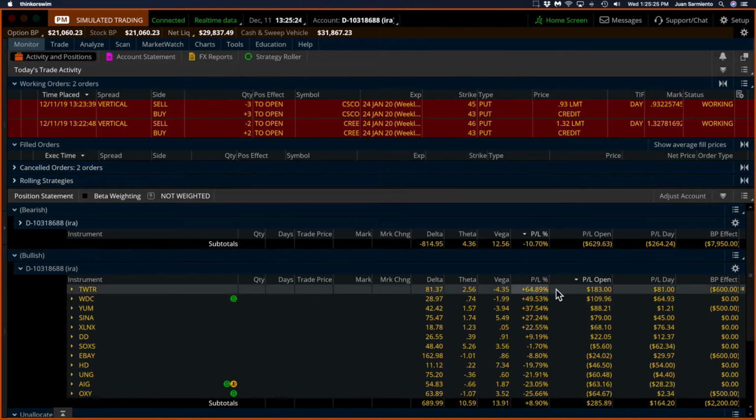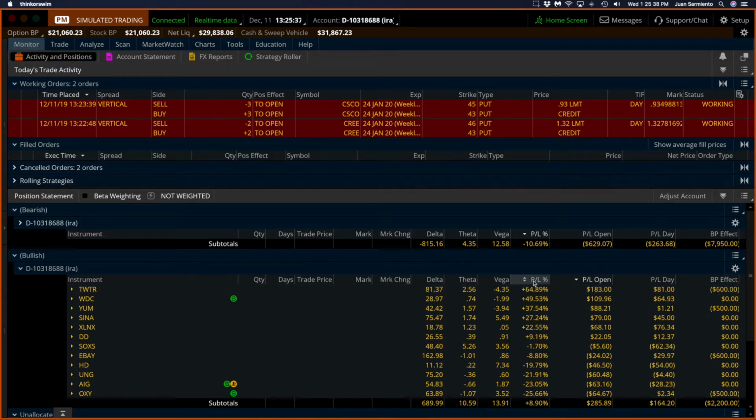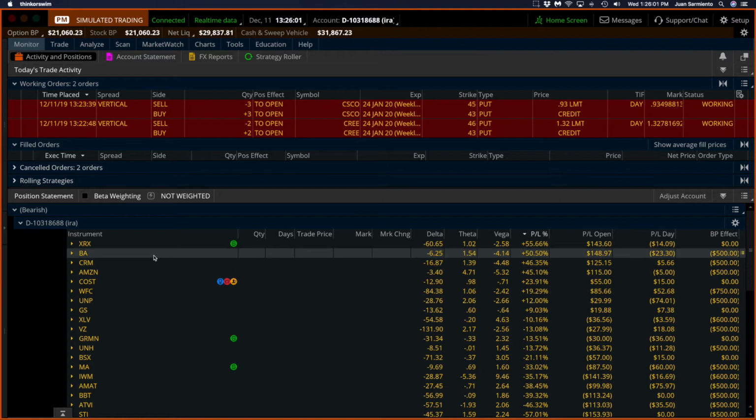Let's do the same for the bullish trades. Again, click on the gear, enter percent P&L, and oh yeah, it's already there. Say OK, and we double click here to make sure that they're organized, and we have Twitter at 64.8%. Okay, so we could consider exiting TWTR on the bullish side, and on the bearish side XRX. On the bearish side we have XRX and BA.